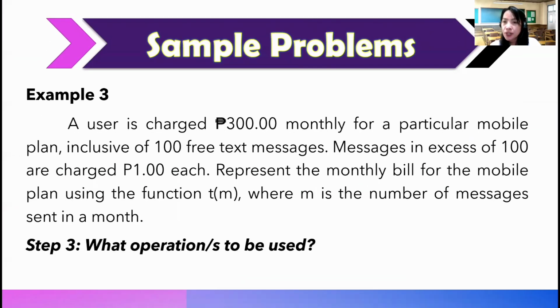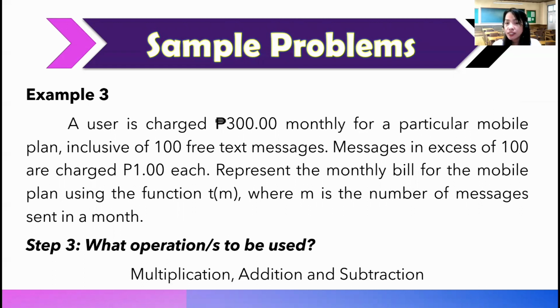Step number 3, what operation or operations to be used? Ang gagamitin natin dito ay multiplication, addition, and subtraction. Bakit multiplication? Para saan ang multiplication? Since yung sobra sa 100 text messages ay 1 peso kada isang magsobra, kailangan natin mag-multiply. So, kung halimbawa, yung nagsobra sa 100 ay 5 text messages, ita-times mo yun sa 1 peso. What about bakit addition? Addition because meron ka ditong mobile plan na 300 pesos plus yung excess, yung sobra. So, kailangan mo yun idagdag dun sa 300 pesos na mobile plan.